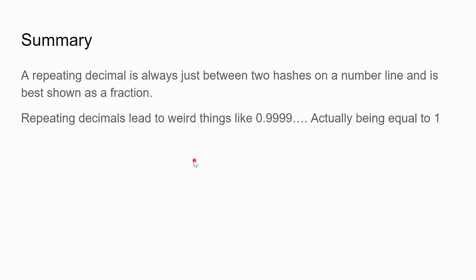All right, so the summary of this whole lesson: a repeating decimal is always somewhere between two hashes on a number line. Every time I zoom in, it's just a little bit between two hashes on the number line, but it's always in the same spot. So sometimes it's better to have that as a fraction. And repeating decimals lead to weird things like 0.999 repeating actually being equal to 1.